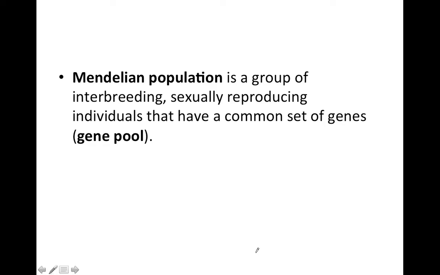Now the population which we deal with in population genetics or Hardy Weinberg Equilibrium is a Mendelian population. What is a Mendelian population? They have a common set of genes, which means they have the same gene pool. They are an interbreeding population. They are sexually reproducing, and they should be diploid organisms. Like us, we are diploid, right?